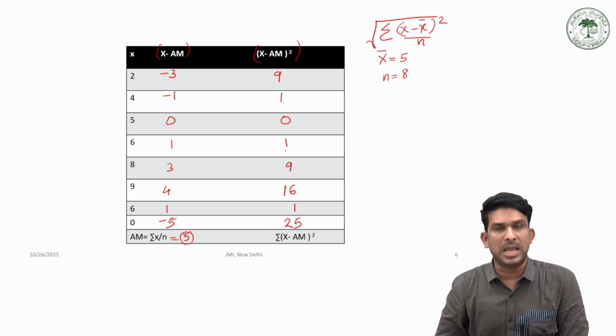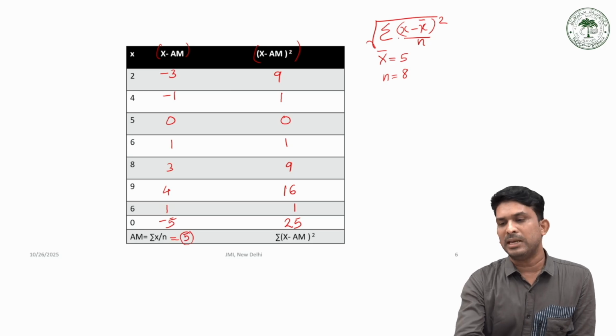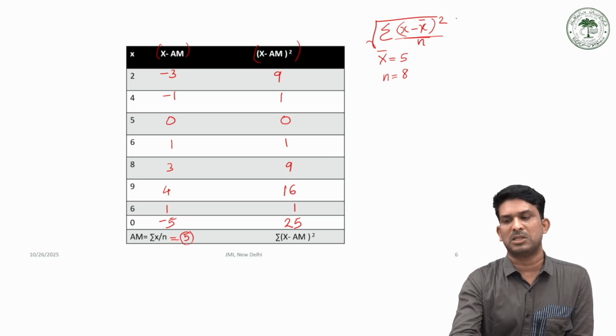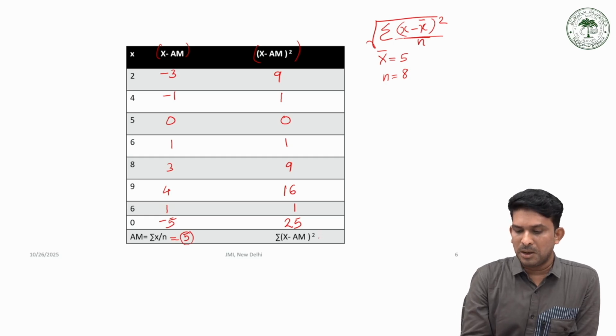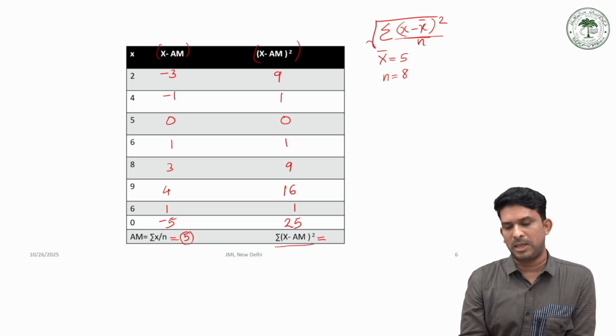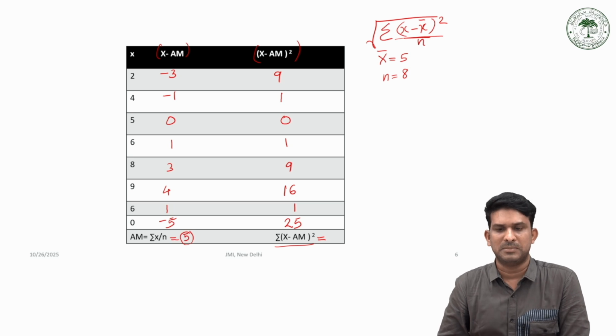Likewise, for all the 8 observations, I got the value of x minus x bar the whole square. Now, the entire numerator in the equation is sigma of x minus x bar the whole square. When you compute this total, you are getting sigma of x minus arithmetic mean the whole square, right?